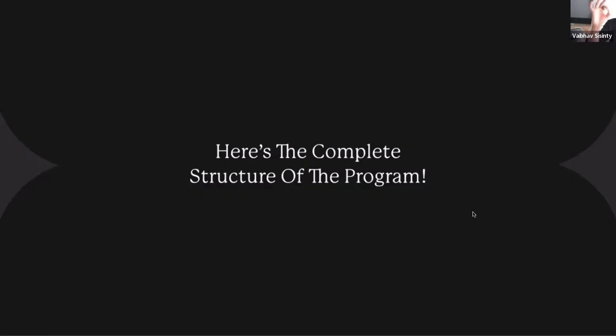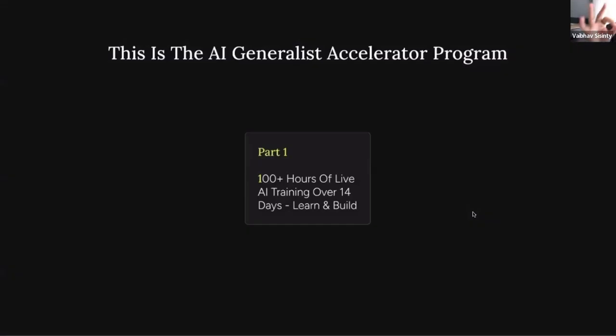Part 1 of this is 100+ hours of live, let me repeat it, live AI training that will happen in just 14 days. In just 14 days, from Monday to Sunday, you will spend 100 hours with us, where you will learn everything that I just showed you on how I work. Whatever we have learned for the last 2 years, we will teach you everything in 100 hours in just 2 weeks, so that you can level up like nobody else has. That is just part 1. I'm going to go deep into each one of them.